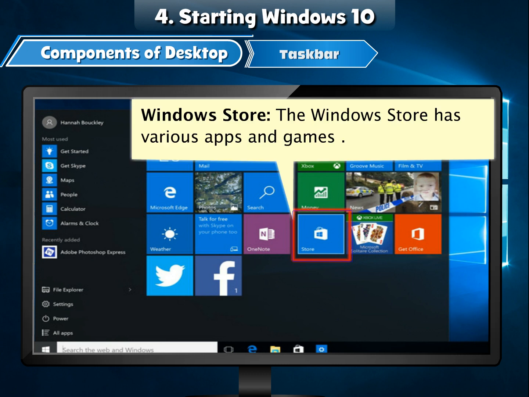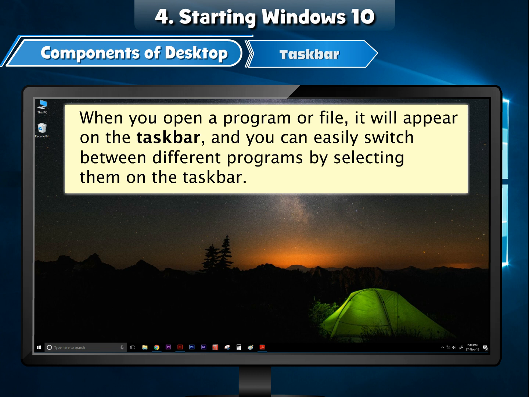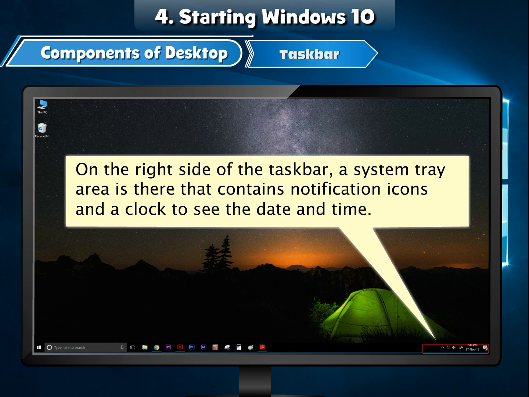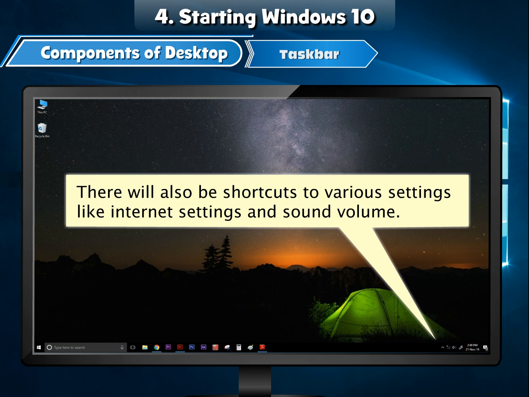Taskbar is located at the bottom of the desktop. It has the following components. Windows icon. On the left side of the taskbar, there is a Windows icon. Click on it to open Start menu. Cortana box or search box where you can type a query to find something. Task View icon that allows you to add multiple desktops.